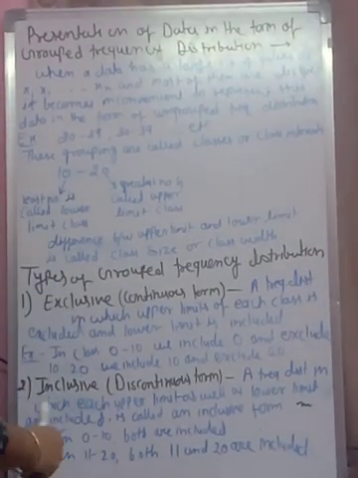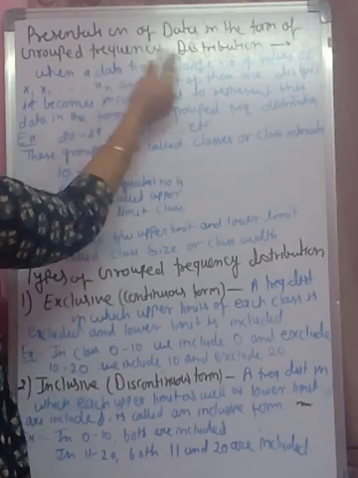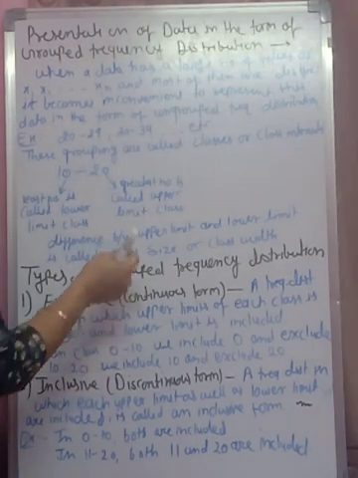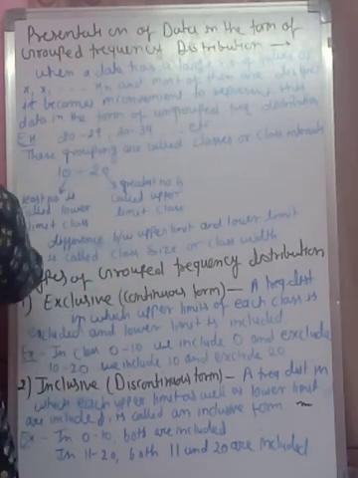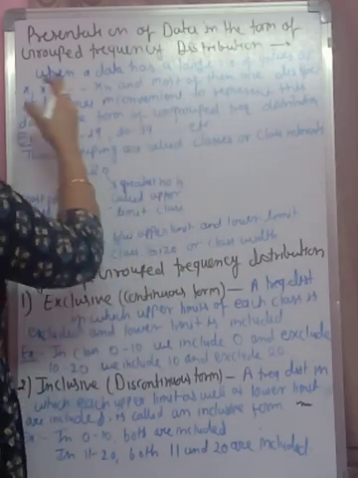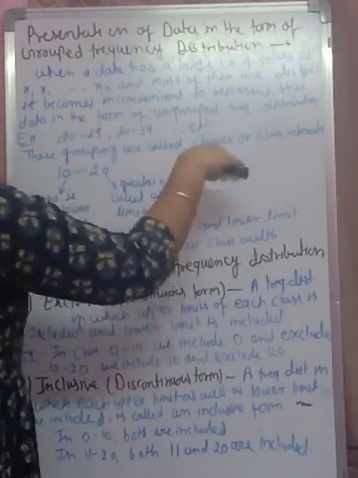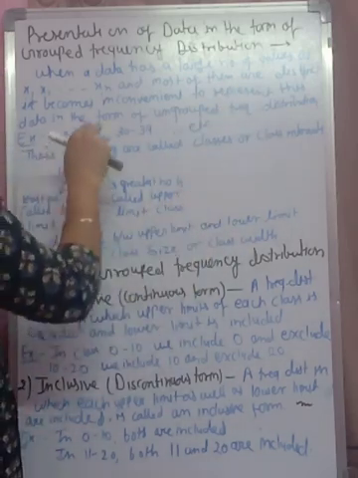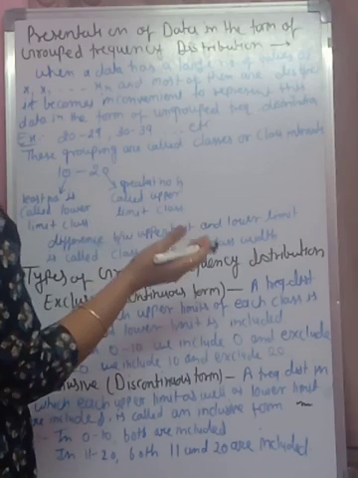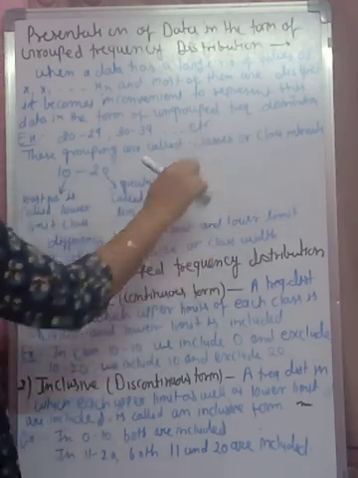Now students, our next topic is the presentation of data in the form of grouped frequency distribution. If our data has a large number of values like x1, x2 and so on up to xn, and most of them are distinct, it becomes inconvenient to represent this data in the form of an ungrouped frequency distribution.